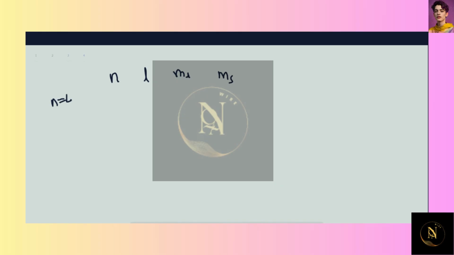So we have now n is equal to 4. So L can take values 0, 1, 2, and 3. So let's write down for n is equal to 4. The first value is 0. Therefore ML value is 0. So we get 2 states for that, minus 1 half.